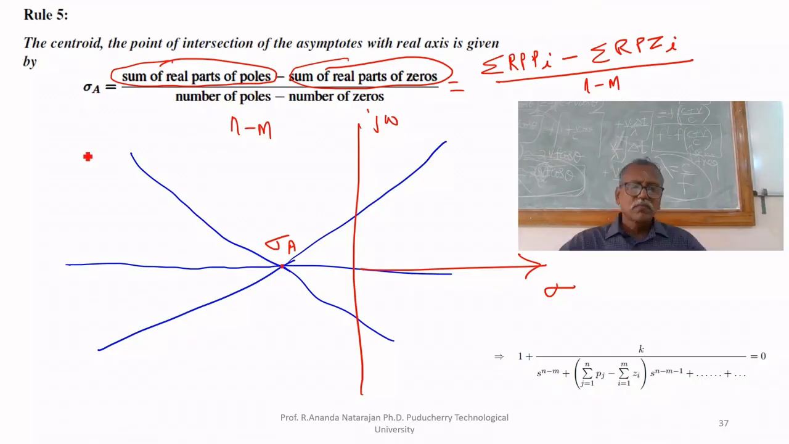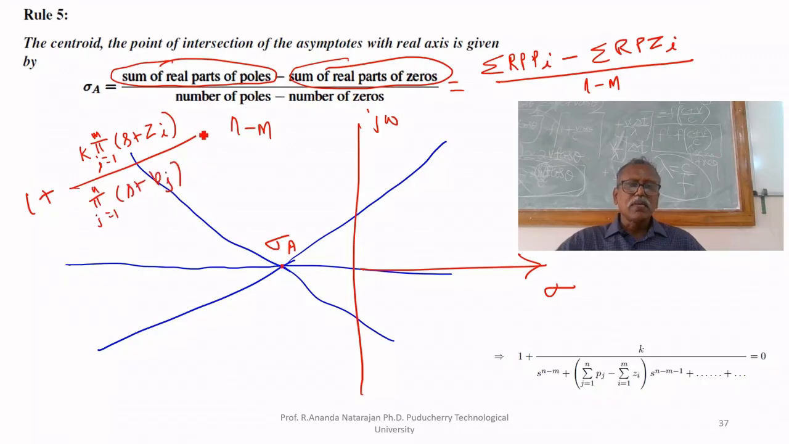Sigma A: what is the numerator polynomial? K multiplied by product of i equal to 1 to m of s plus z i, divided by product of j equal to 1 to n of s plus p j, equal to minus 1. That is the characteristic equation, 1 plus G of s equal to 0, or we can write k multiplied by product of i equal to 1 to m of s plus z i.